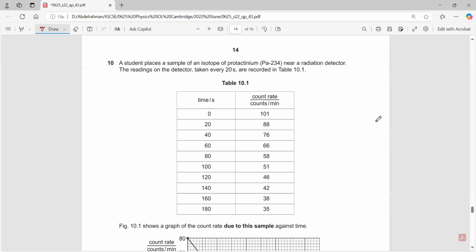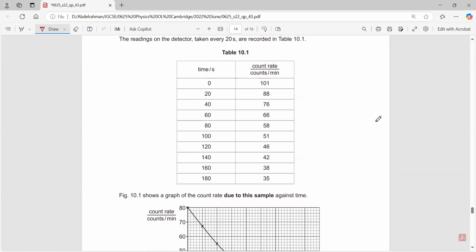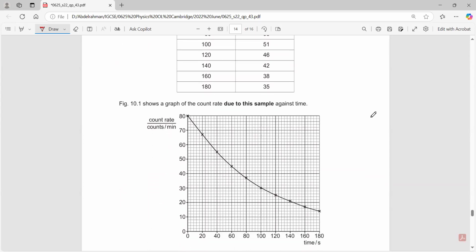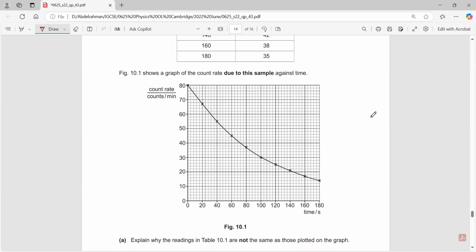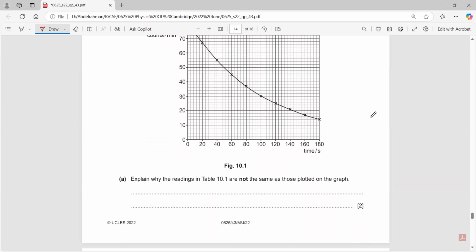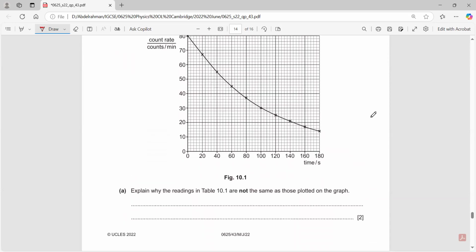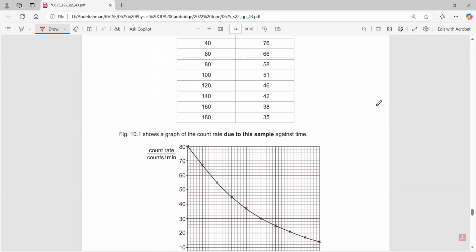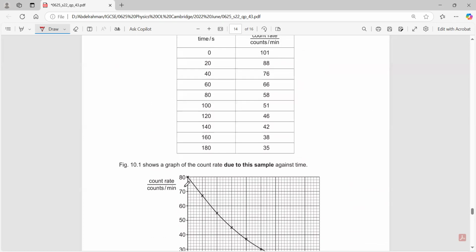A student places a sample of the isotope ruthenium near a radiation detector. Figure 10.1 shows a graph of the count rate due to this sample against time. Explain why the readings in the table are not the same as plotted on the graph. In the table, you start off with 101, and in the graph, you start off with 80. Why is there a difference?